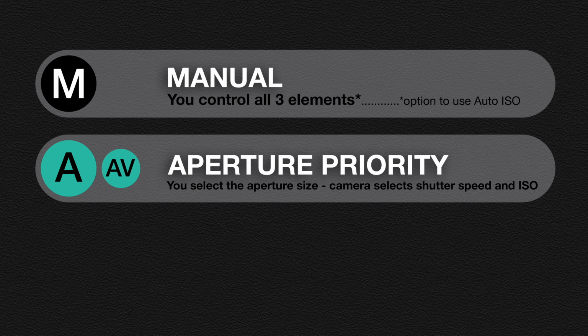The next mode then is A or AV, which is Aperture Priority. Now in Aperture Priority, you only control the size of the aperture. So you just simply control the size of the hole in the lens, and the camera will read the light coming in, use a light meter, and it will select the shutter speed and the ISO to give you the perfect exposure. And it's fantastic, isn't it? Because that will release your creativity, because all you have to really think about is what aperture size to use.